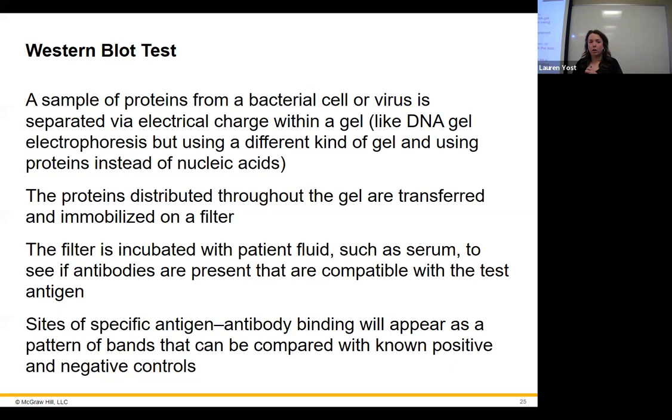So once you separate it out, you're not just left with this big old mess of proteins. You're looking at individual protein bars and then seeing if that antibody binds to the protein bar that it should. And that's what it is.